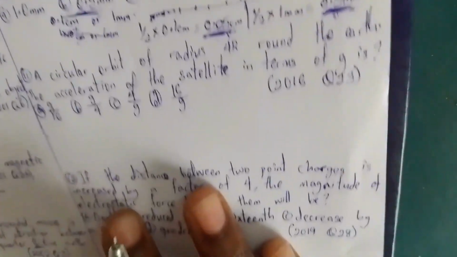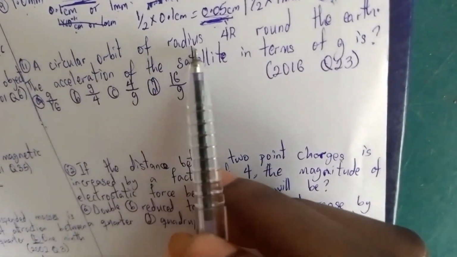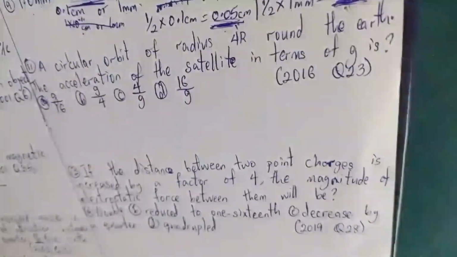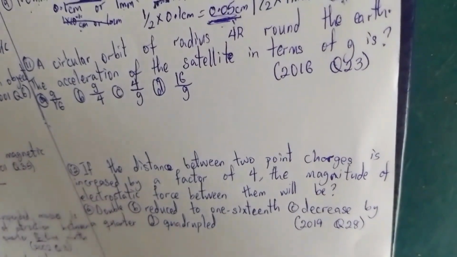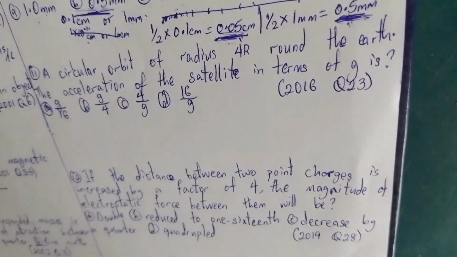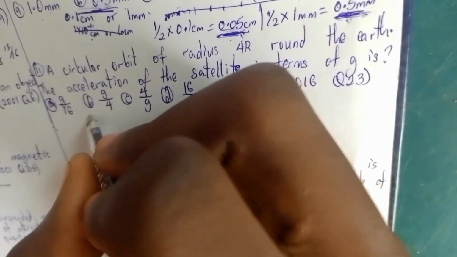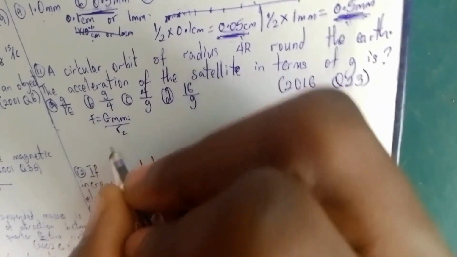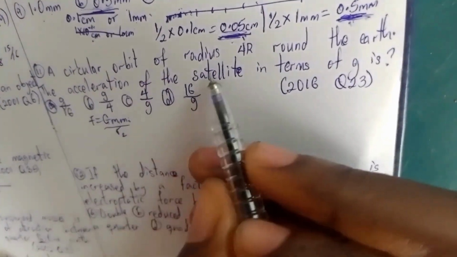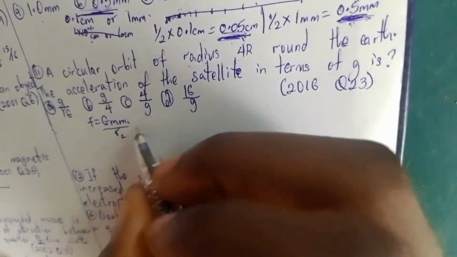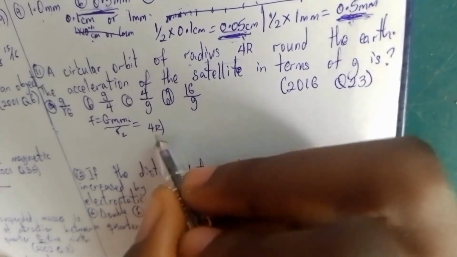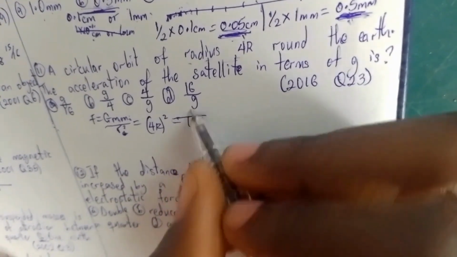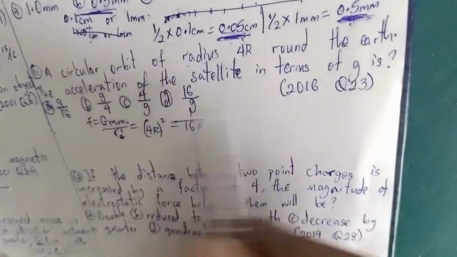All right, let's proceed. A satellite in a circular orbit of radius 4r round the earth, what is the acceleration of the satellite? This question is also under Newton's law of gravitation. F equals GM1M2 over r square. You don't actually need to solve much here, since they said the radius is 4r. Let's just put 4r in our radius, then square it, which is 16r square. So that is 1/16.